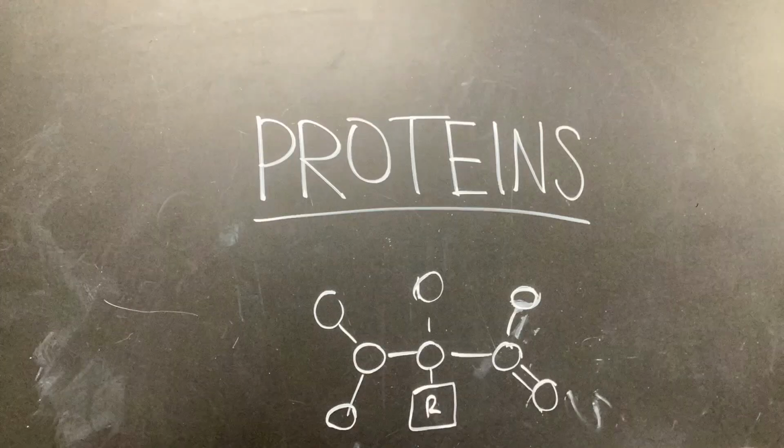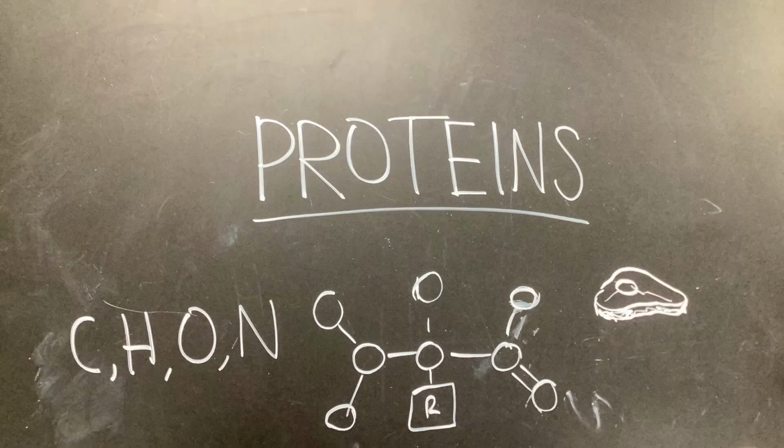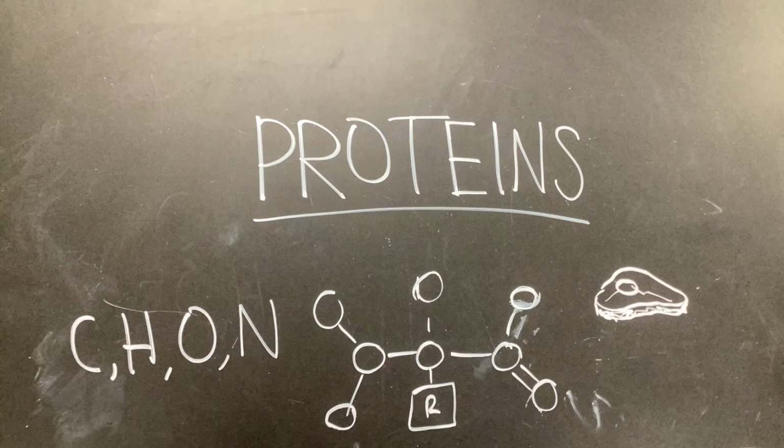The third is proteins, made up of carbon, hydrogen, oxygen, and nitrogen. All animal meats are an example of protein.